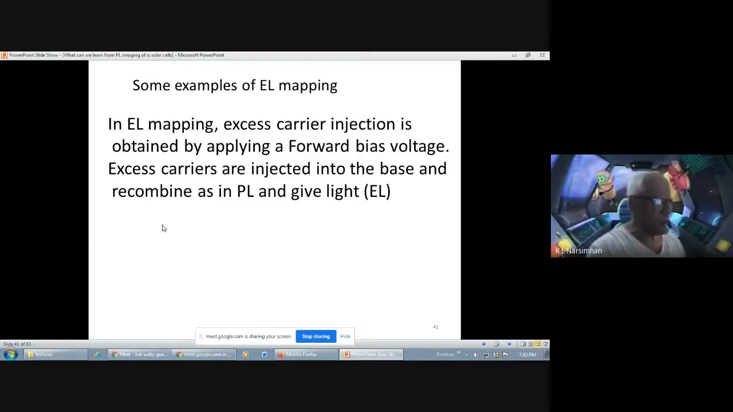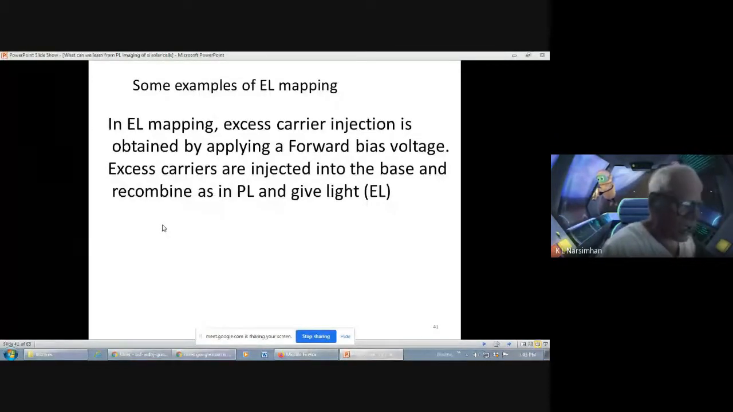So all this time we have been talking of shining light to create excess carriers, electrons and holes. But I told you also, if it's a PN junction, if I forward bias it, I will inject. So if I have an N plus P junction, and I forward bias it, electrons will be injected into the P. P is full of holes, and if you inject electrons, these electrons are minority carriers. They will recombine exactly the same way as in photoluminescence. So here is an alternate way of doing the experiment.